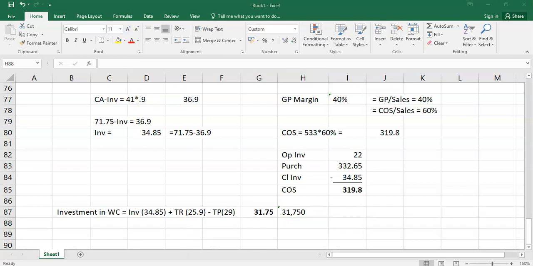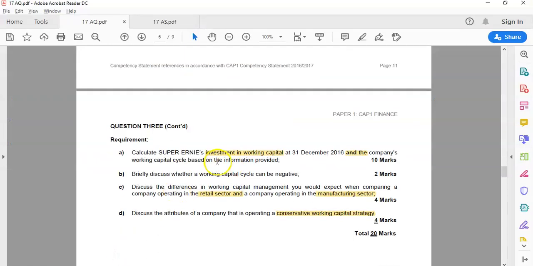So remember, be clear what's asked. They don't just ask you to solve for the unknowns. They ask you what's the investment in working capital. That means what's the euro figures in inventory, trade receivables, and trade payables. So that's your first protocol, your starting point. But watch for the 'and then', that's why it's in bold, so you don't miss it: the company's working capital cycle, also known as the cash conversion cycle.